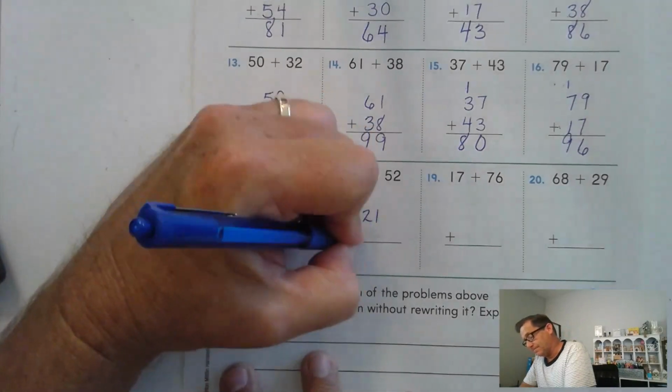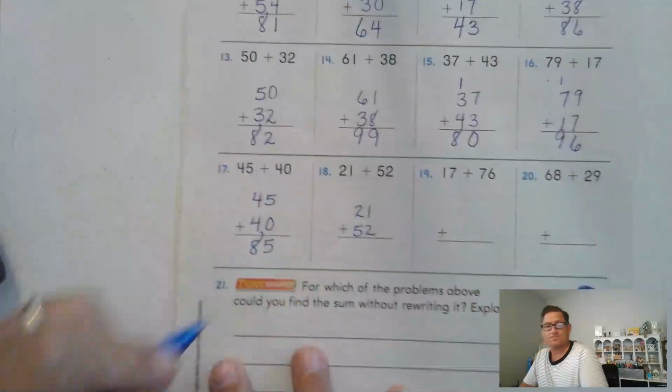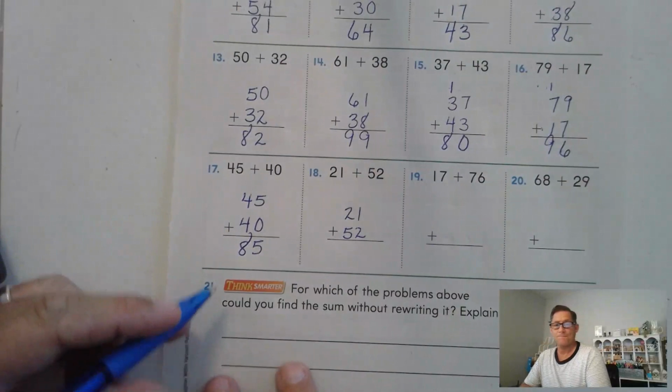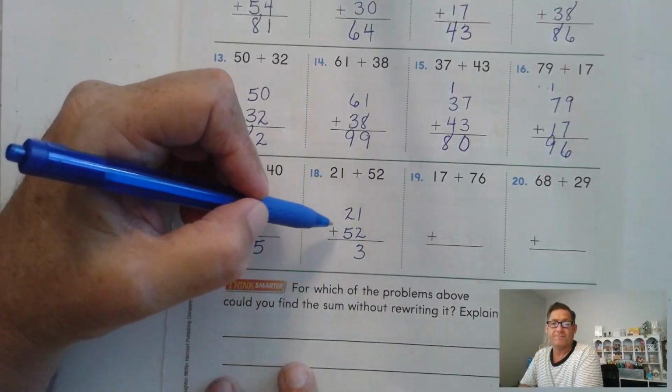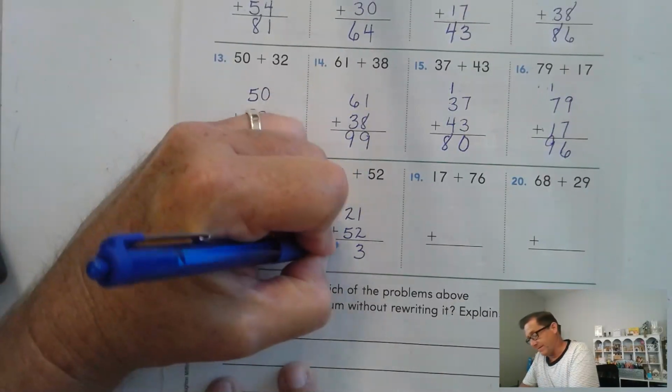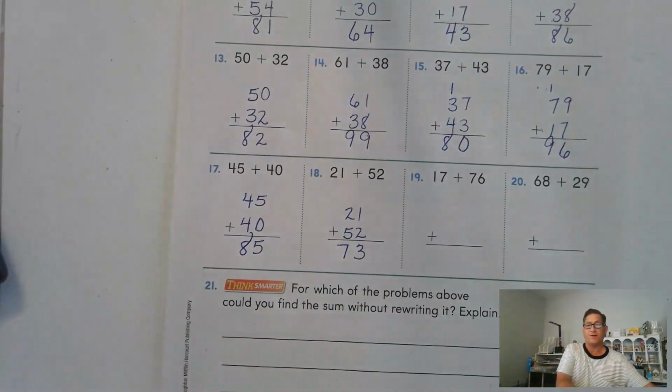21 plus 52. 2 and 1 is 3 ones. We don't regroup. 2 plus 5 is 7. So 73. Okay, number 19.